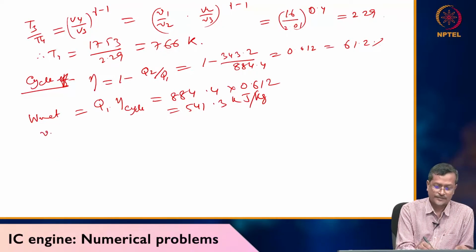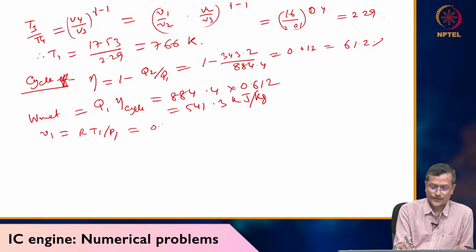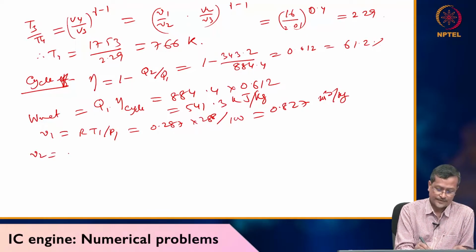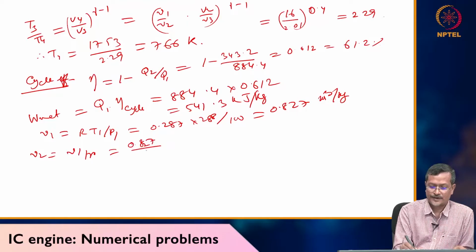Now V1 = RT1 by P1 = 0.287 into 288 divided by 100. So it is giving 0.827 meter cube per kg. V2 equals V1 by R, where R means compression ratio: 0.827 divided by compression ratio 16. So it is coming 0.052 meter cube per kg.